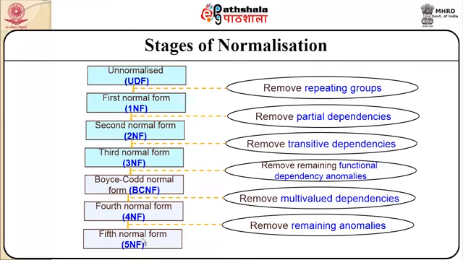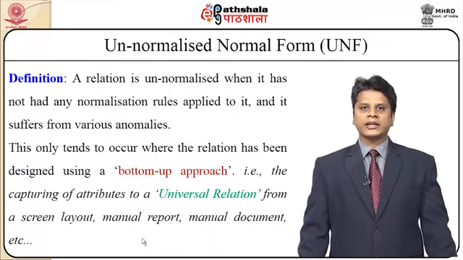So, totally we have first normal form, second normal form, third normal form, BCNF, fourth normal form, fifth normal form, and DKNF. Totally we have 7 different normal forms. At the maximum, for any specific relation, it will be ensured that it has been taken care until third normal form to the major. Let us look at each and every normal form in detail.